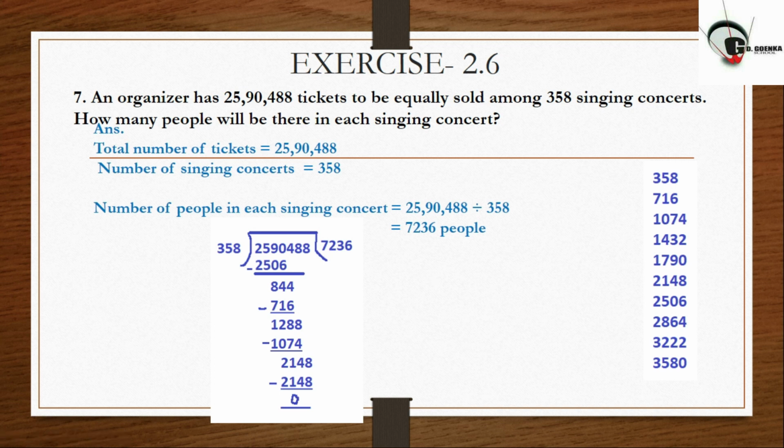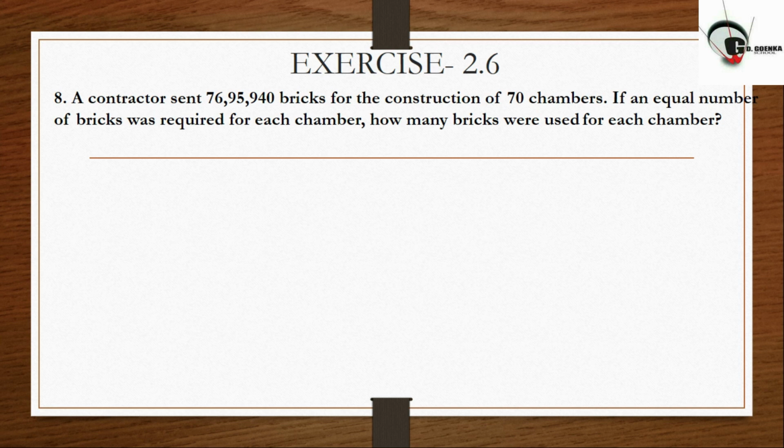Now let us see the last question of this video, that is the eighth one. A contractor sent these many bricks for the construction of 70 chambers, and an equal number of bricks was required for each chamber. How many bricks were used for each chamber? So what is a chamber, children? A chamber is a kind of room, and for constructing, meaning building that, these many bricks are required for 70 chambers, but we have to see that an equal number of bricks were required for each chamber and how many bricks were used for each chamber.